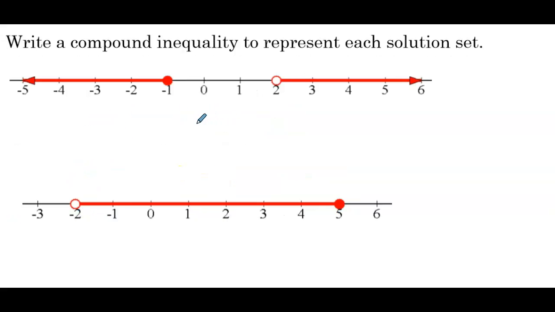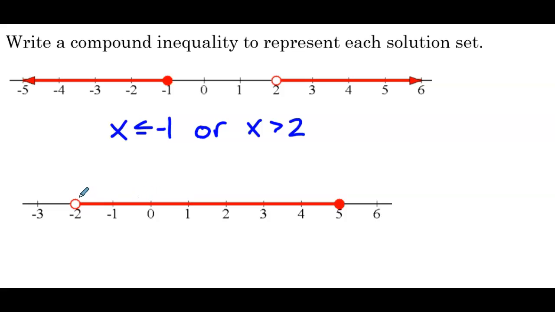Write a compound inequality to represent each solution set. So this inequality, that would be x is less than or equal to -1. This inequality, x is greater than 2. And we have to figure out, do we connect them with an AND or an OR? Well, if we think about this logically, any value that makes this inequality true can't make that inequality true, and vice versa. So we can only make one true at a time. That's got to be an OR.